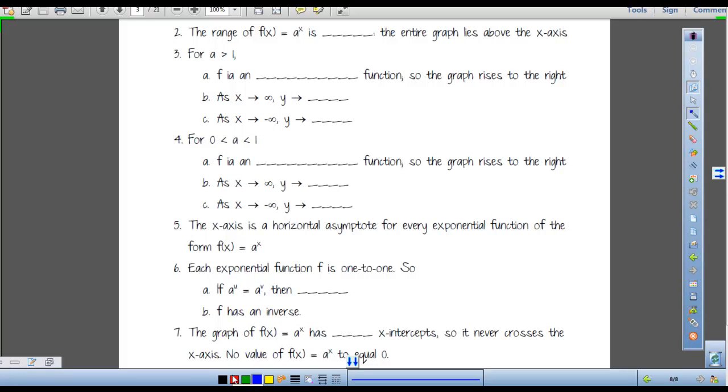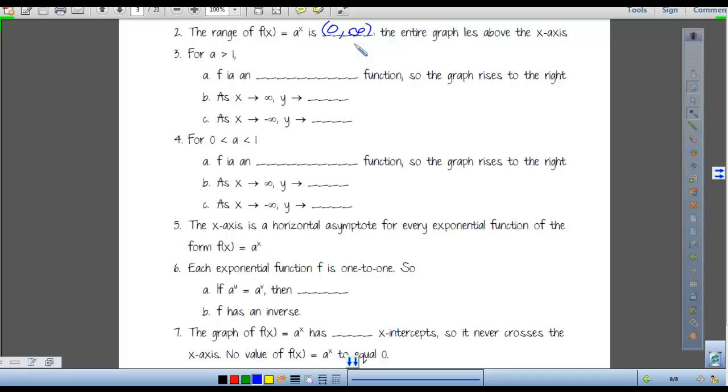Okay, so the domain is all real numbers, so minus infinity to infinity, if you want to state it that way. The range is going to be, let's say f of x, let's say 0 to infinity. The entire graph we saw lies above the x-axis.